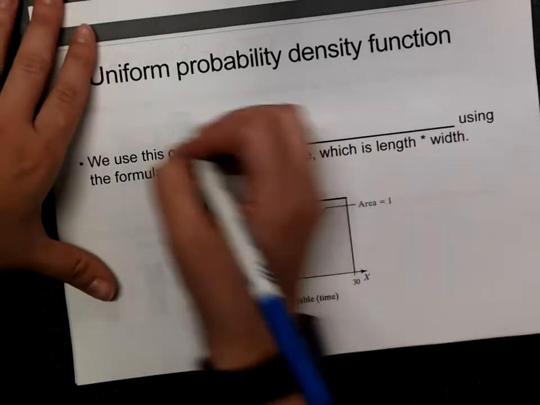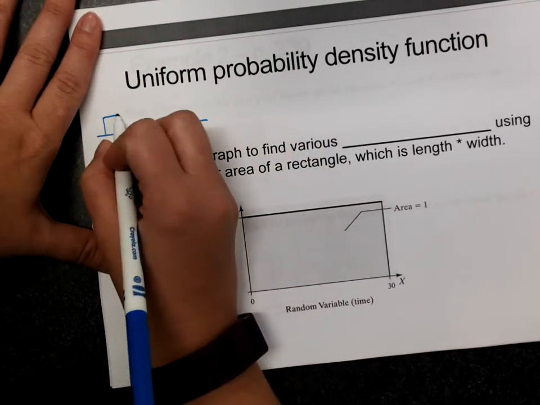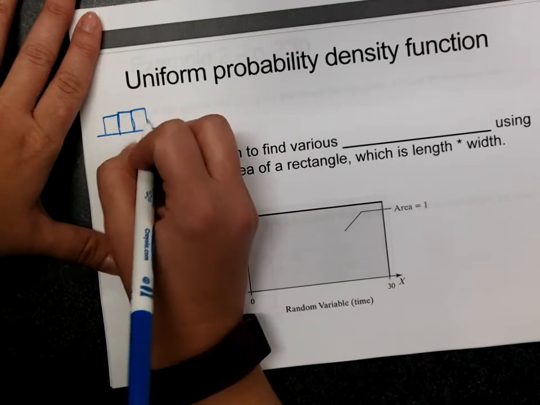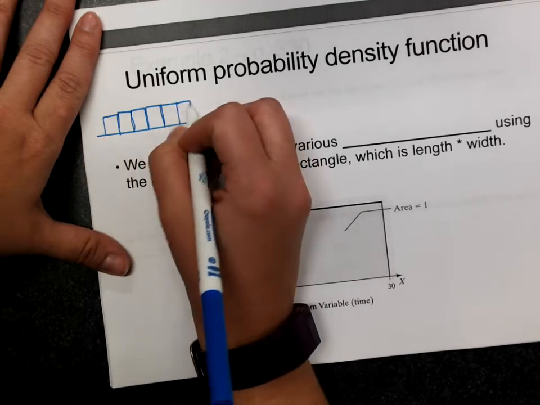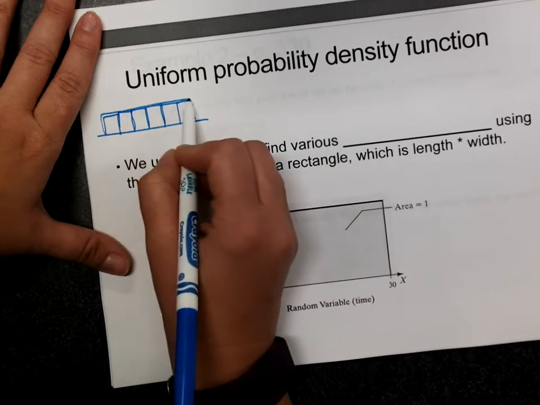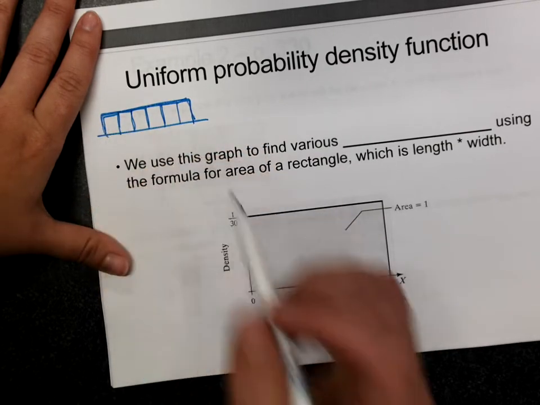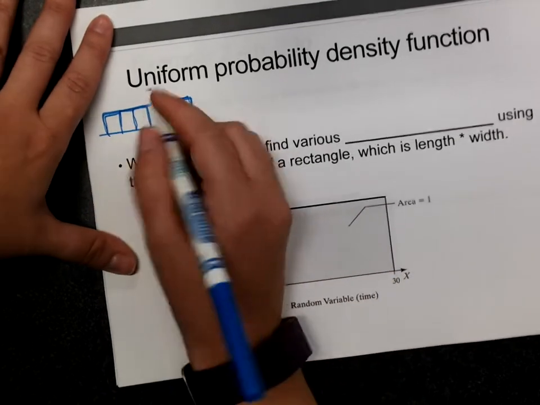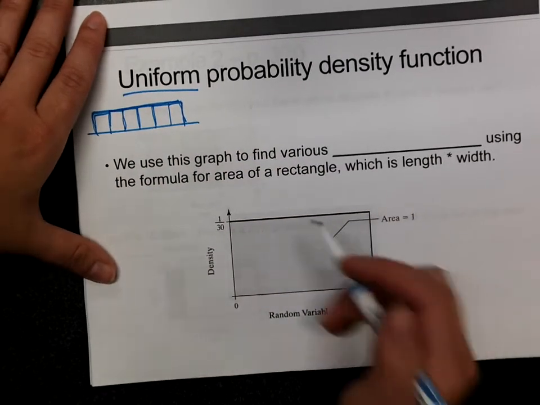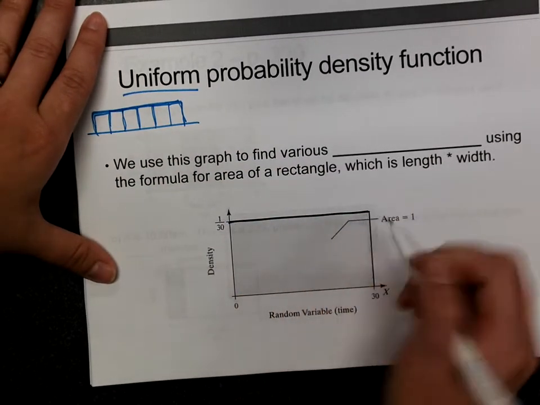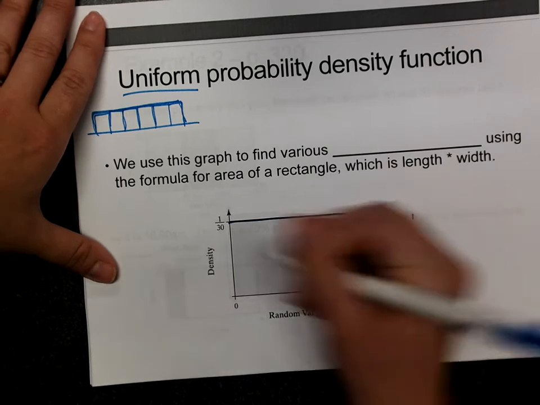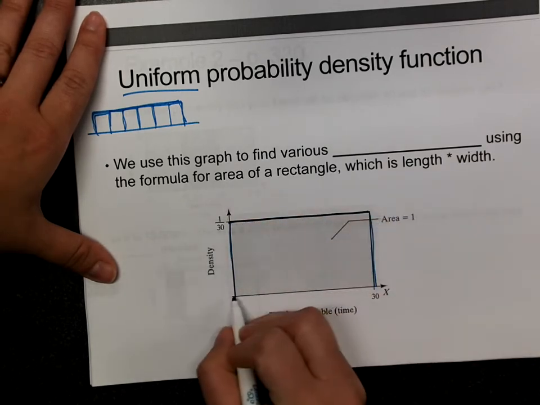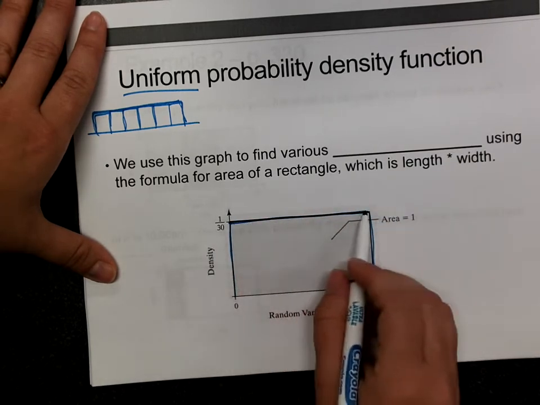So remember what a uniform shape looks like. It would be all the bars at the same height. But we kind of smush all of those together into one big rectangle. So when we draw a uniform probability function, we draw a rectangle, nice and flat at the top. Just one big rectangle, all the same height.